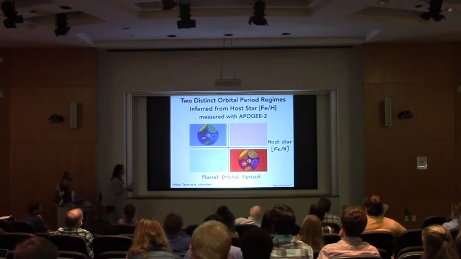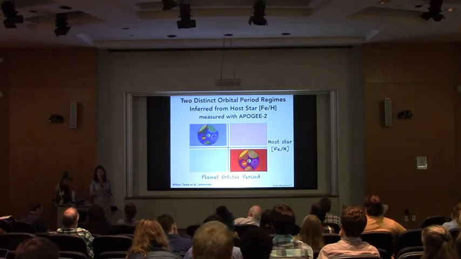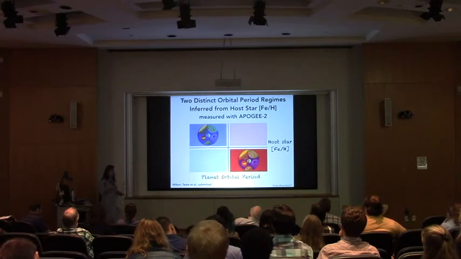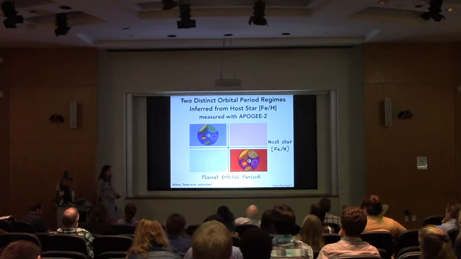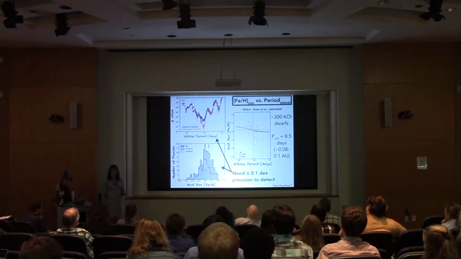The first thing we had to do was validate the parameters that the automated parameter pipeline from APOGEE produces. APOGEE really is a red giant star survey. The majority of the sample is not dwarfs. But we convinced ourselves that the metallicities coming out of the pipeline are reliable for dwarf stars. And then we set out to compare that with different planet parameters.